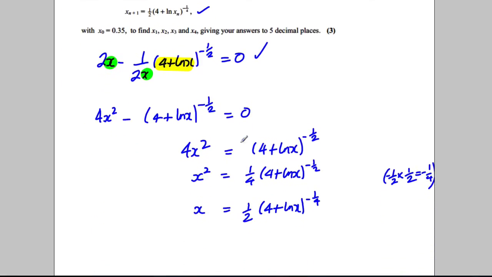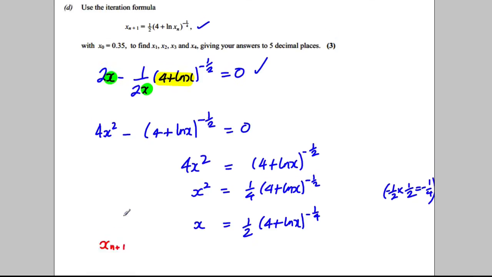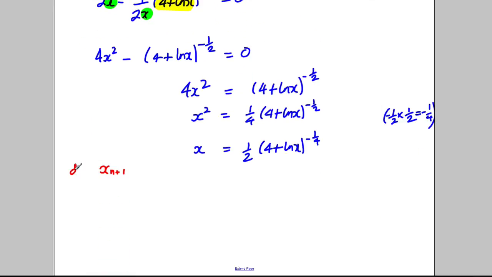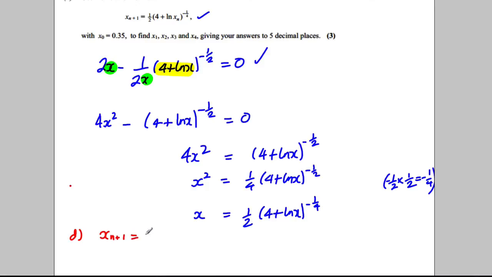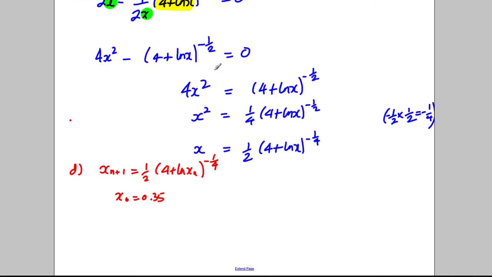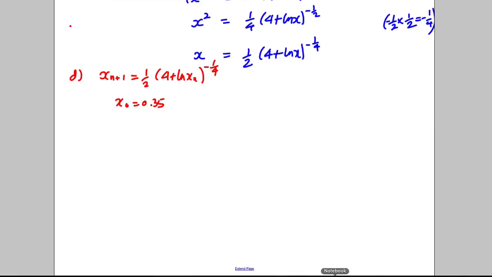Now I'm asked to use this as an iterative formula. So what I'm asked to do is use x n plus 1, this is part D, is equal to a half, 4 plus natural logarithm of x n, all to the power of negative a quarter, where x0 is 0.35. And I'm asked to do that to find x1, x2, x3, x4, and give my answers to 5 decimal places. So this is actually very straightforward.